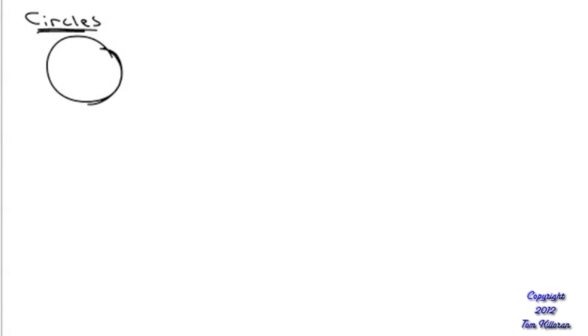So two things are happening. You have a fixed point, known as the center, and you have a fixed radius, which is a distance. So it is all the points that are the same distance away from a given point. So the definition of a circle is all points equidistant from a given point.